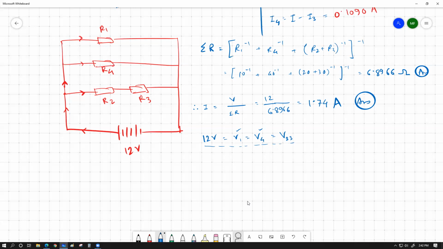So I can now very easily calculate I1. I1 equals V1 by R1. I want you to calculate this. Then you can calculate I2 equals V2 by R2. You should calculate this. And then I4, sorry, my bad. And then I23 should be equal to V23 divided by R23. This is how you can calculate this.